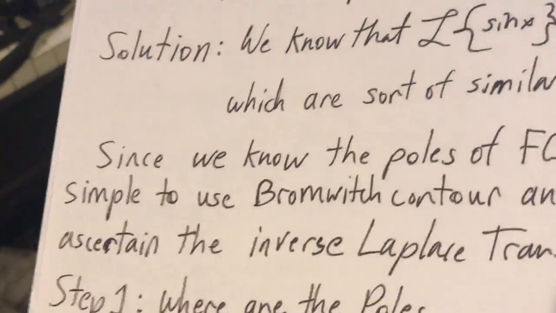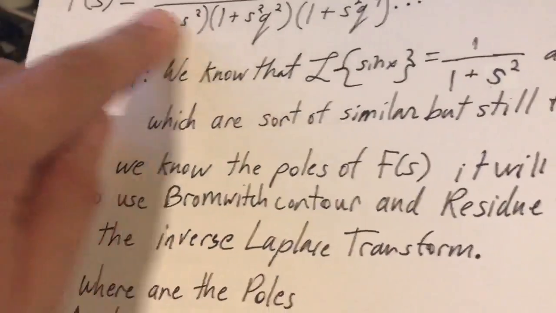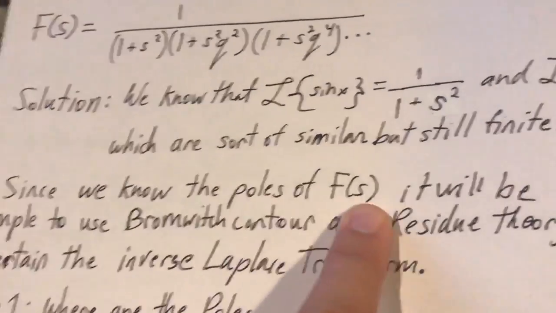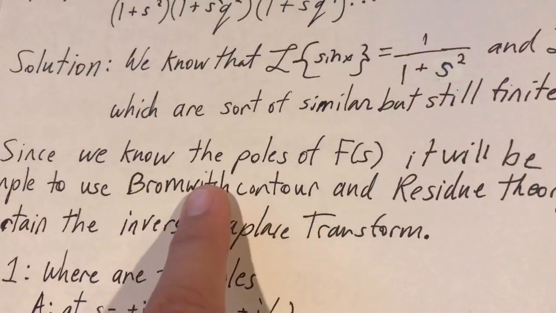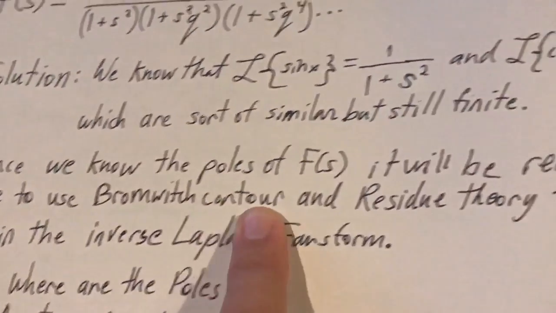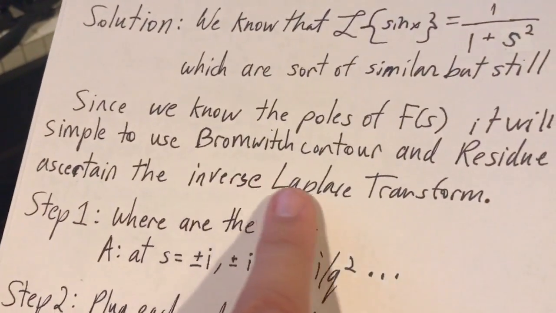Okay, since we know the poles of this function here, this, our F of s right here, it will be relatively simple to use the Bromwich contour. I think I misspelled that, I don't think there's a t in there. And Cauchy's residue theorem to ascertain the inverse Laplace transform.